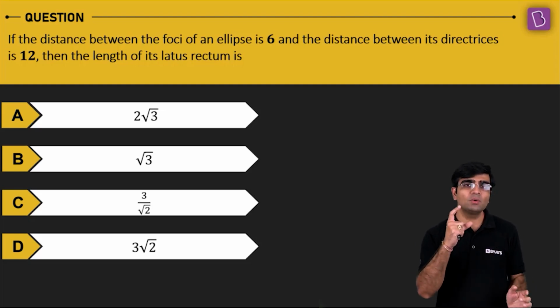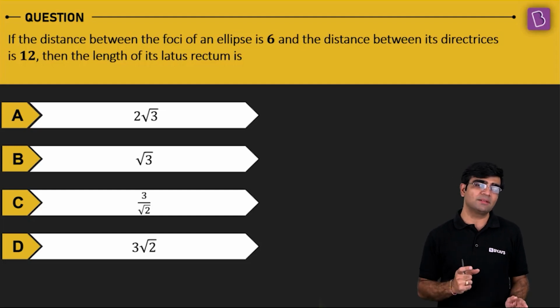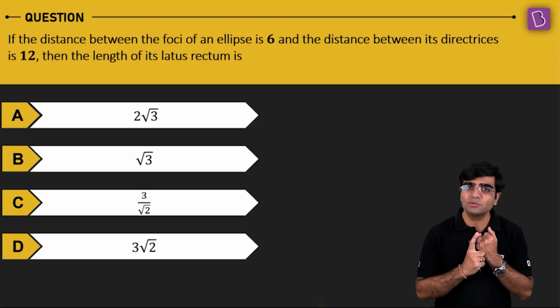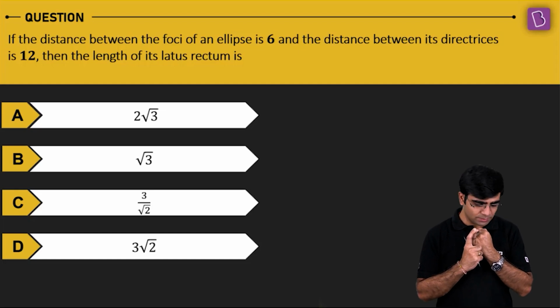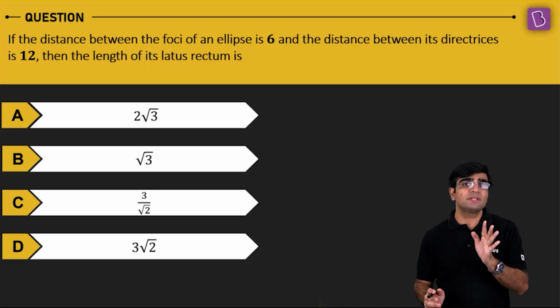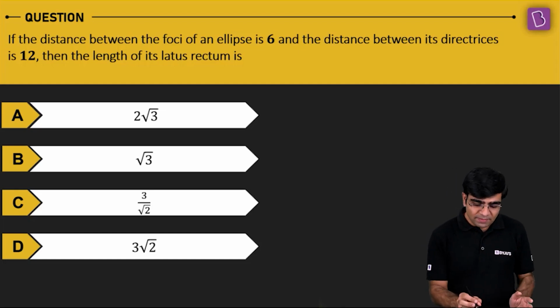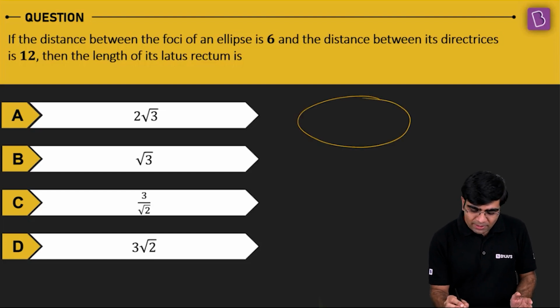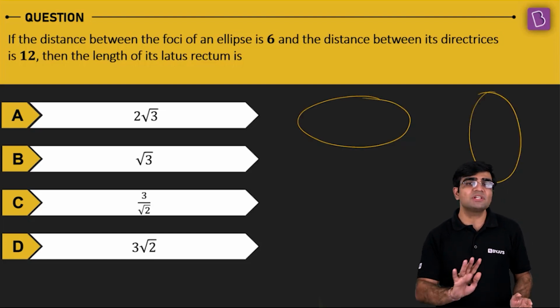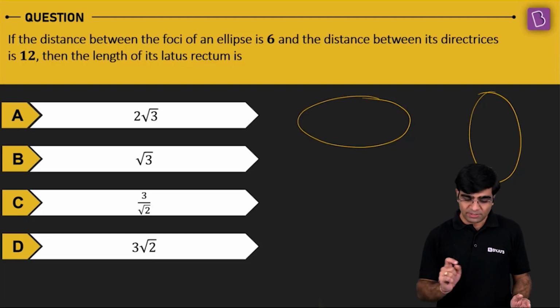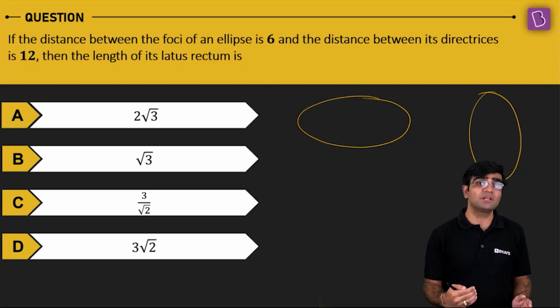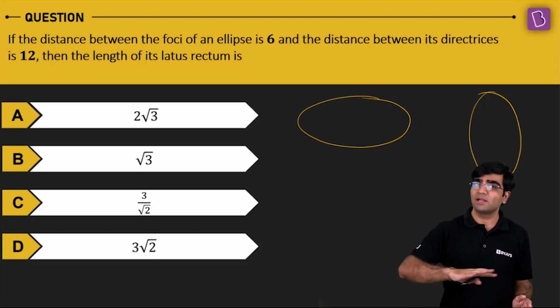So they are talking only about lengths or distances. Are they talking about anything in terms of equation? No, they are not. So now, what is the first thing that should come to your mind? Whether I'm taking a horizontal ellipse or a vertical ellipse, it doesn't change our answer. It doesn't matter. In this question, it's not given whether it's a horizontal ellipse, a vertical ellipse, or a tilted one. Nothing.